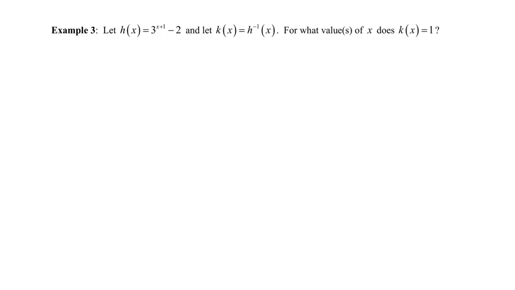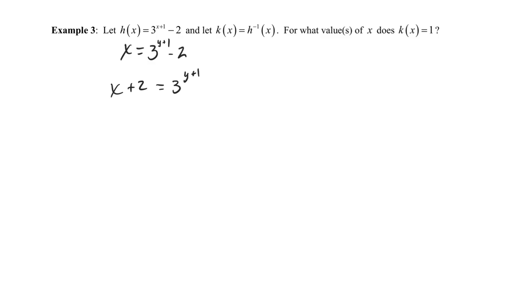All right, example 3 gives us a function h, and it tells us what it is, and it says, hey, let k be the inverse of that function. For what value or values of x will k of x be equal to 1? So let's go ahead and figure out what that inverse function is going to be. So this becomes the x. Change this to a y plus 1 minus 2. Add the 2, equals 3 to the y plus 1.